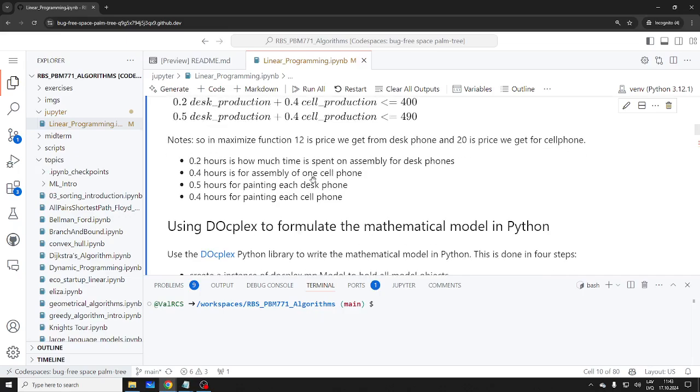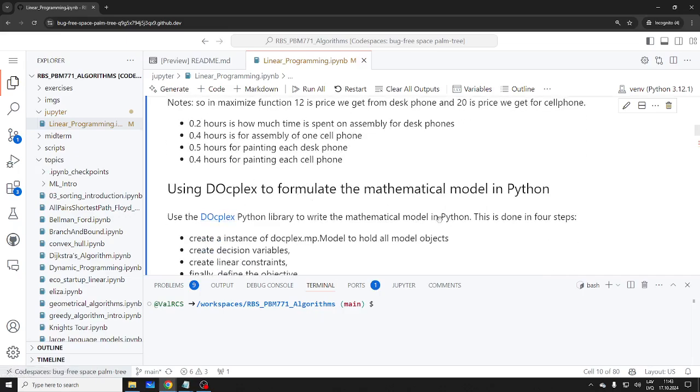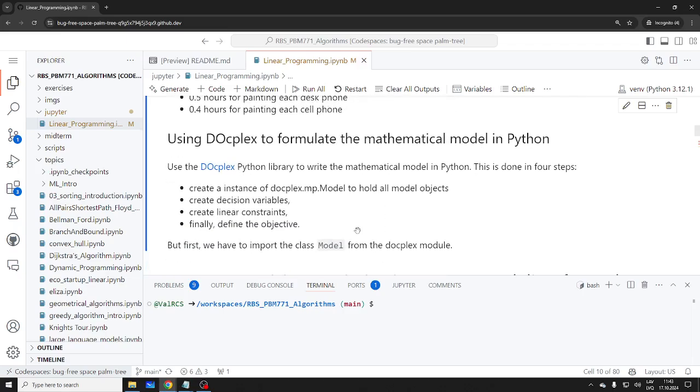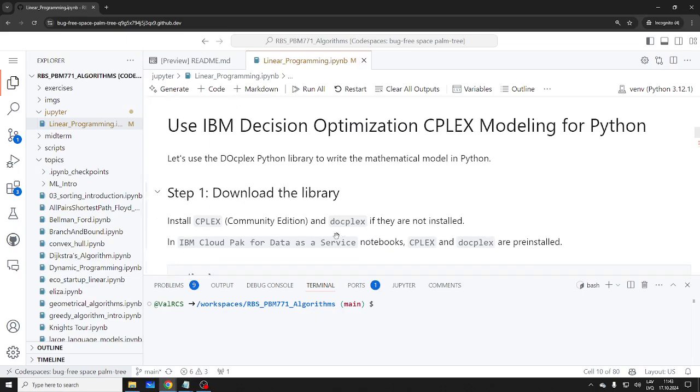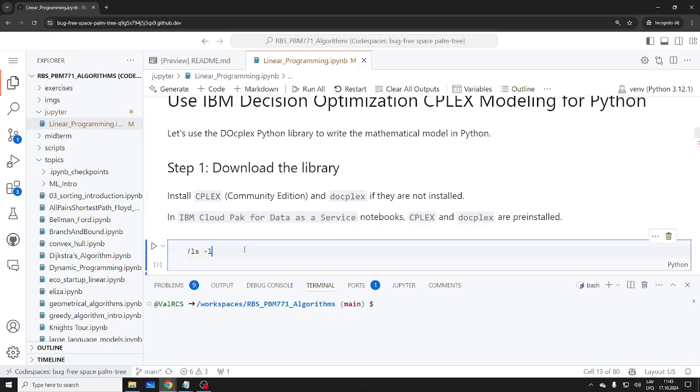So here we'll use the Docplex library, which so happens to be built by IBM, but it's open source, so we can use it. Of course, we will need to download the library.